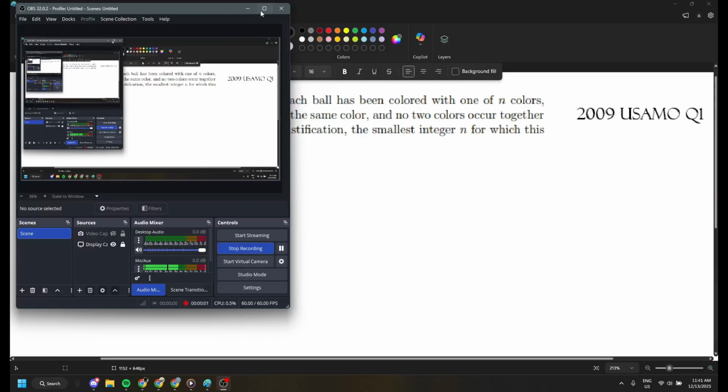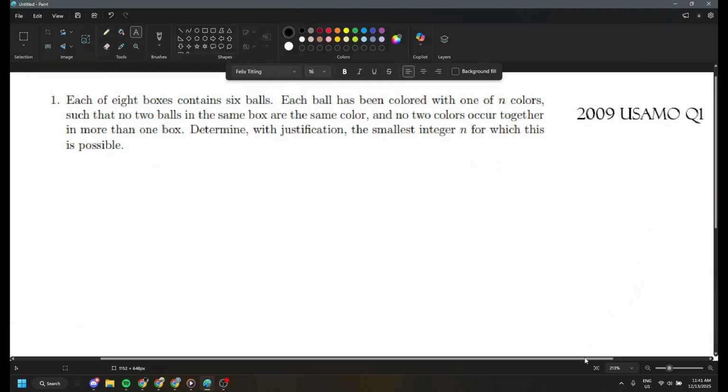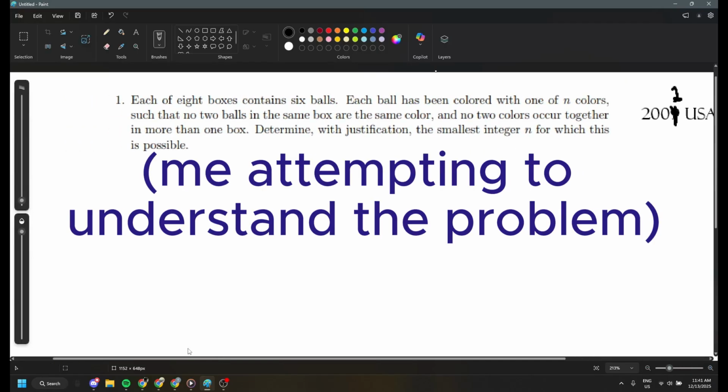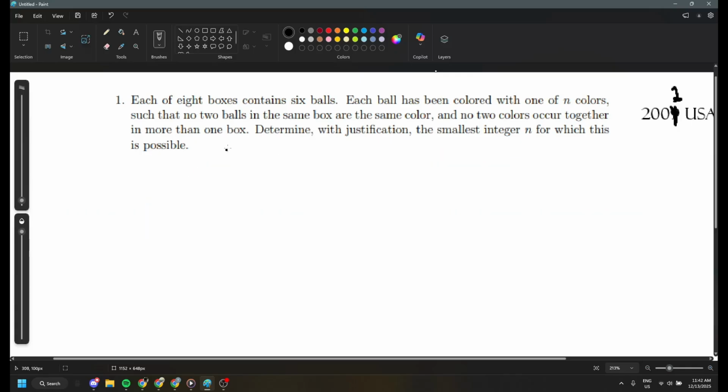Okay guys, let's try to solve this. So this is a 2000, I don't know why I wrote 2009, this is 2001 USAMO, or USA Math Olympiad question 1. So each of 8 boxes contains 6 balls. Each ball is colored with one of n colors, so that no two balls in the same box are the same color, and no more than two colors occur together. So there are 8 boxes.